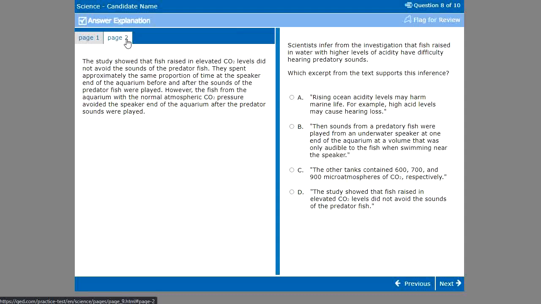Again, what is the question? Scientists infer from the investigation that fish raised in water with higher levels of acidity have difficulty hearing predatory sounds. The best answer here is definitely D. The study showed that fish raised in elevated CO2 levels did not avoid the sounds of predatory fish.